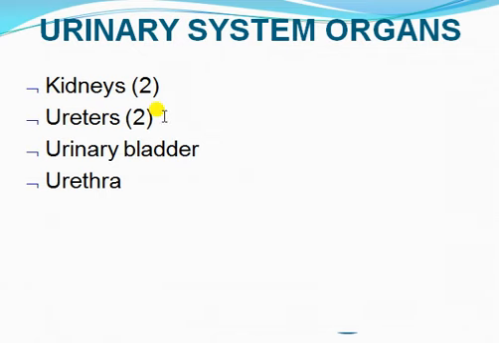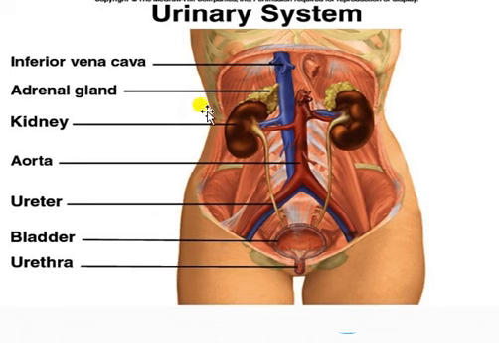So what are the organs? Two kidneys, two ureters, the urinary bladder and finally the urethra. So this is where they are located, the structure of the urinary system. Above the kidney, the adrenal gland is present. This is the aorta, coming from the heart. This is the inferior vena cava, which enters the heart. These are the ureters, the urinary bladder and the urethra.